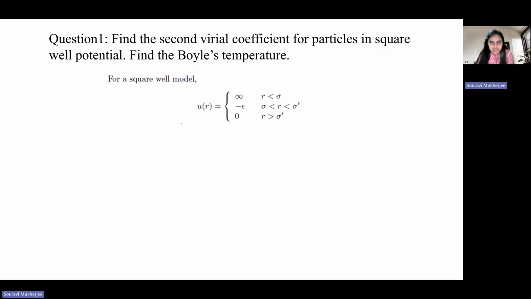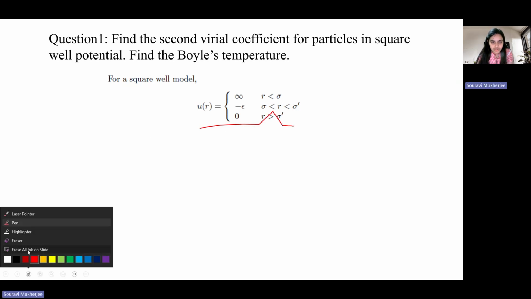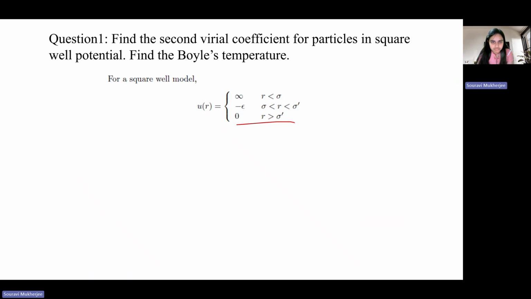So for a square well potential, this is how the potential will look: infinity at lower values, then somewhere there is a negative potential, and then it goes to zero. So now for this well potential, can you try to find the second virial coefficient?